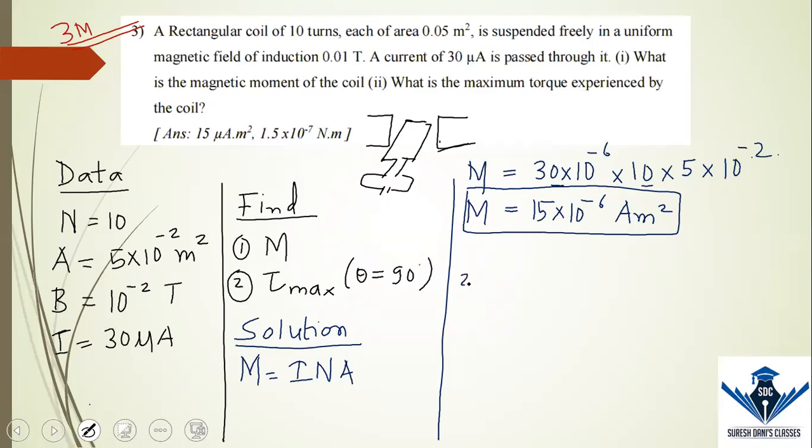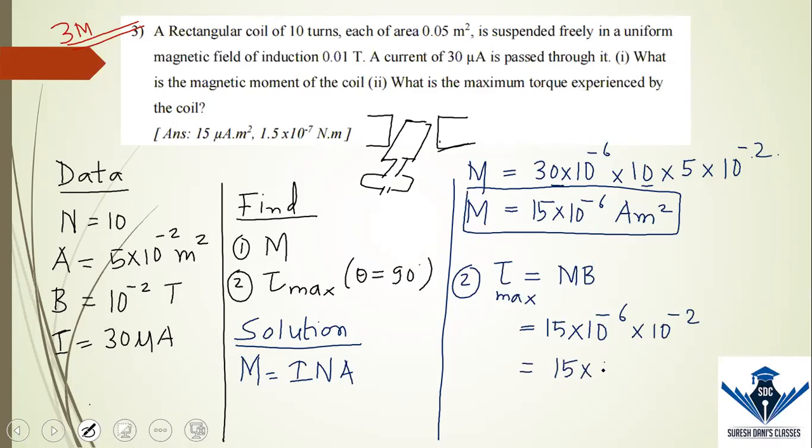Once we've got this, the second formula that we have to target is nothing but mB sine theta. Because they've asked us tau max, we know that theta is 90, sine 90 is 1. So this is going to be 15 into 10 to the power minus 6 into the magnetic field, that is 10 to the power minus 2. Upon calculation, you will come to 15 into 10 to the power minus 8 Newton meter, being the torque applying on the rectangular coil placed in a uniform magnetic field.